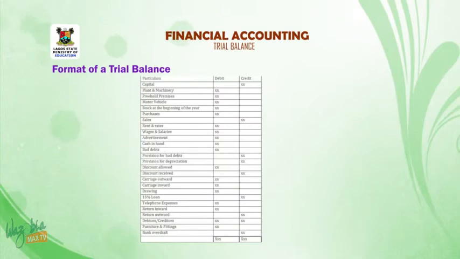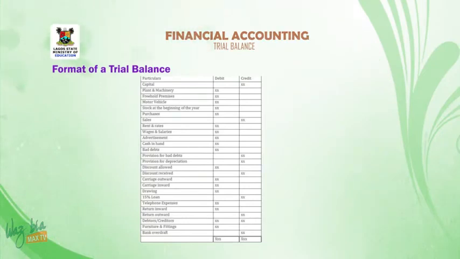We now look at formats of a typical trial balance. You are going to draw your trial balance with 3 major columns. The first column will be titled particular. The second one is titled debit, and the third column is titled credit. Capital is taken to the credit column of the trial balance.